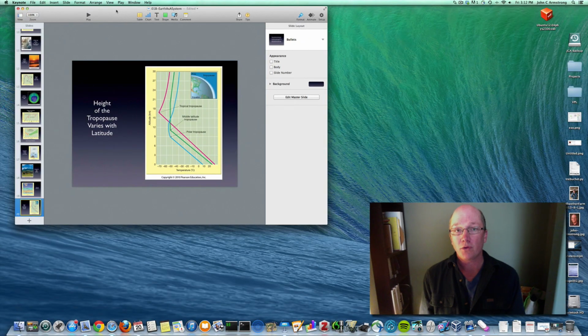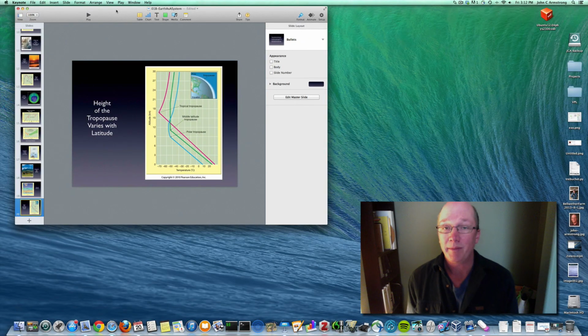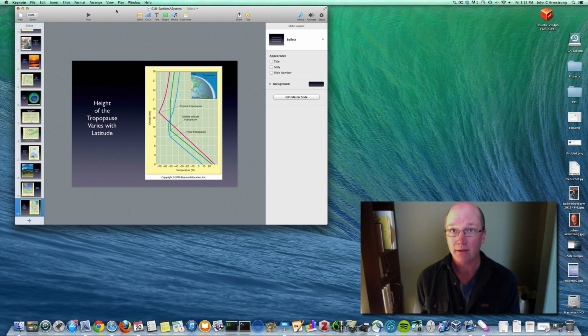Okay, so that's a little overview of the Earth as a system. When we meet on Friday, we're going to talk a little bit more about how the Earth interacts with the Sun to get energy from the Sun, as well as determine when the seasons occur. And I look forward to seeing you all on Friday.